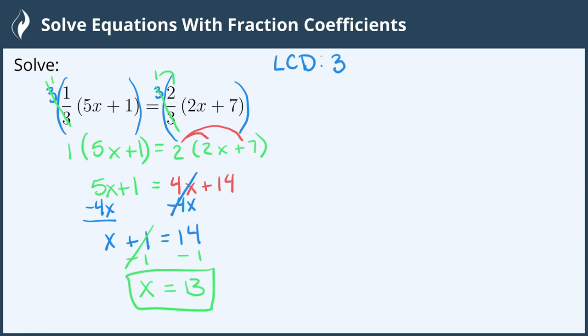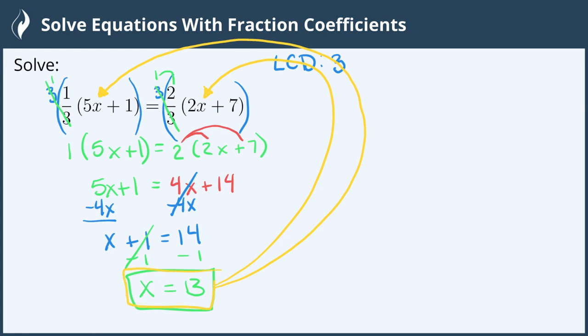Our solution is x equals 13, and we can always go back and check to make sure that we did find the correct solution by substituting the solution back into the original equation where the variables are, and if we get a true statement, that means that we found the correct solution. If we end up with a statement that is not true, then we need to go back and try again. Either way, we're all done.